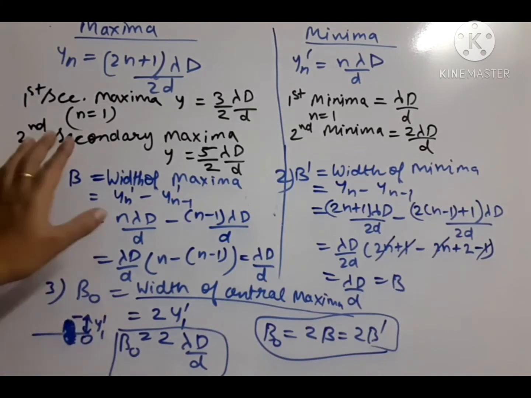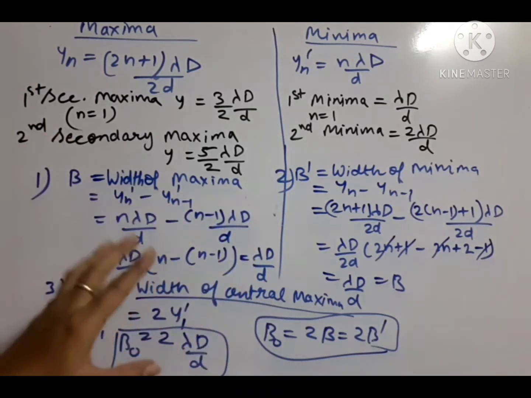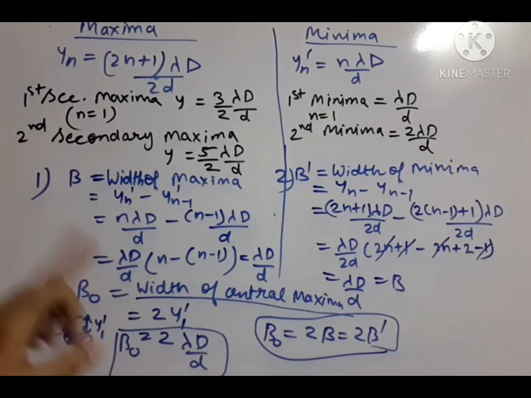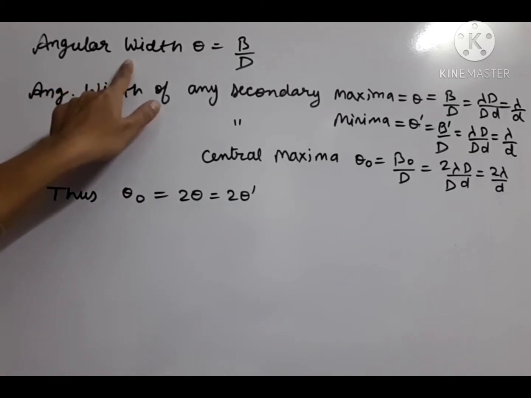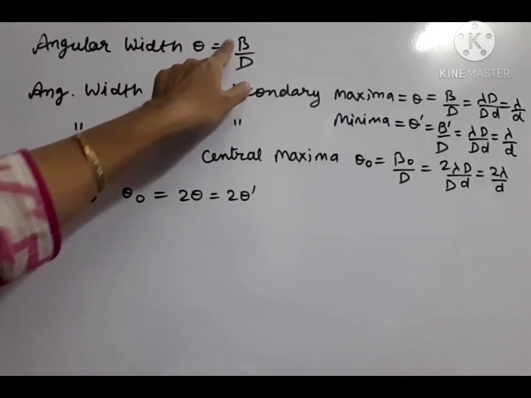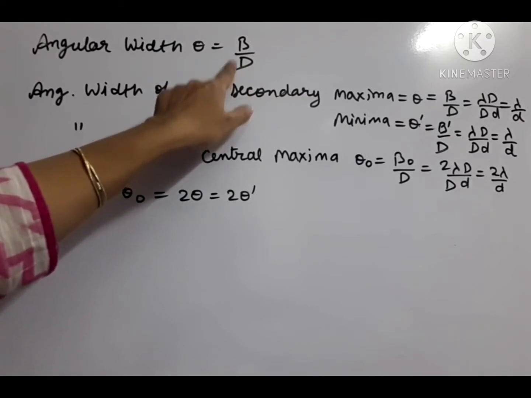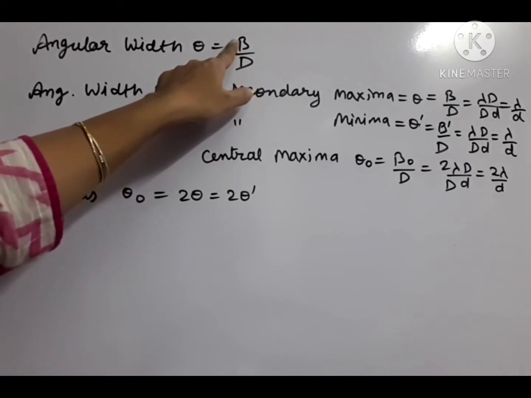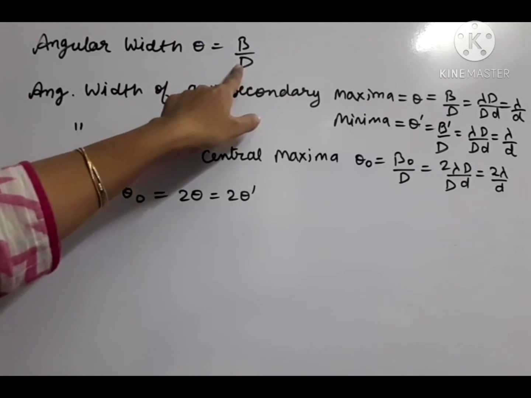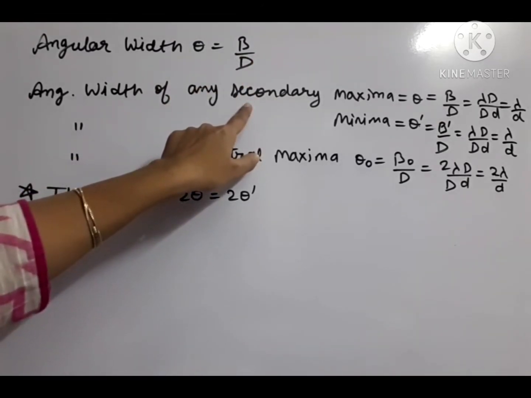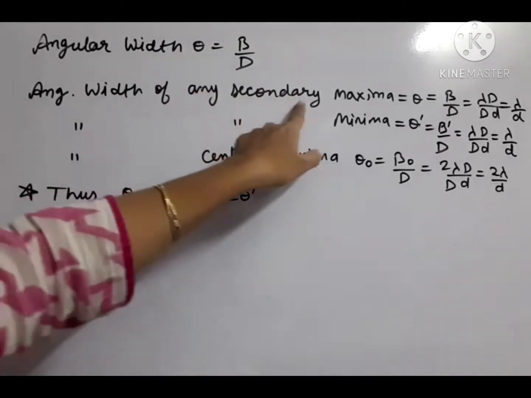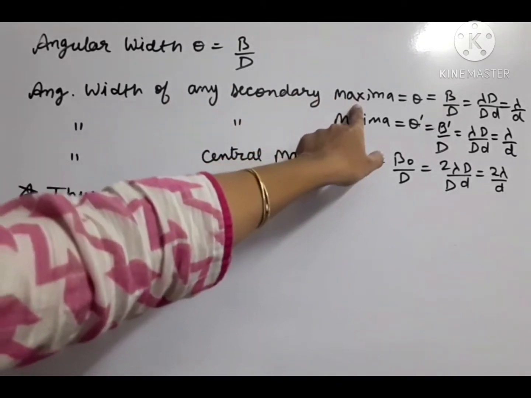Now after calculating the simple widths, fringe widths, we have to calculate the angular width also. Note down. The angular width theta of any fringe is defined by simple width beta upon capital D, the distance between slit and screen. Now we will calculate all the angular widths separately. So suppose angular width of secondary maxima, any secondary maxima is needed.